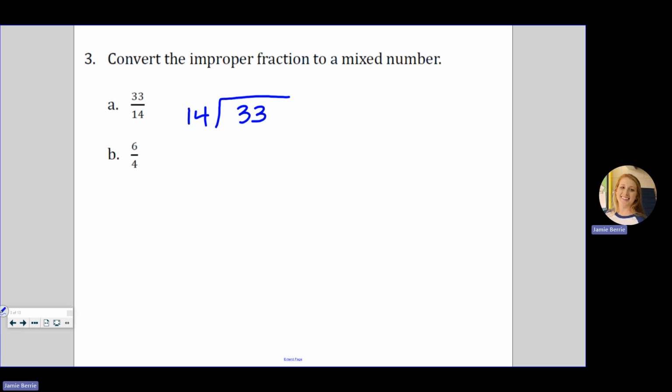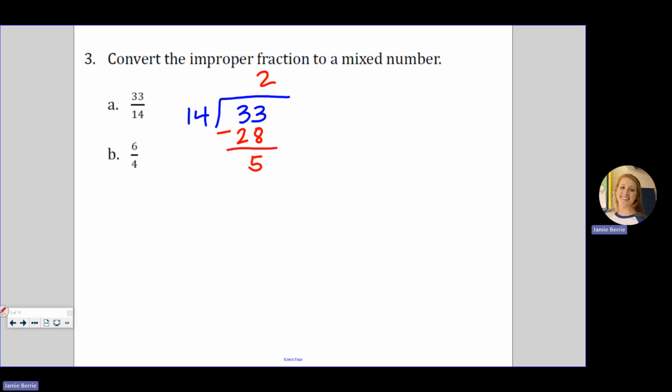14 goes into 33 how many times? Twice? That's 28. Yeah. 14 goes into 33 twice. We always do what at this point? Subtract. All right, so 33 minus 28. 5. We have everything we need now to get the answer.